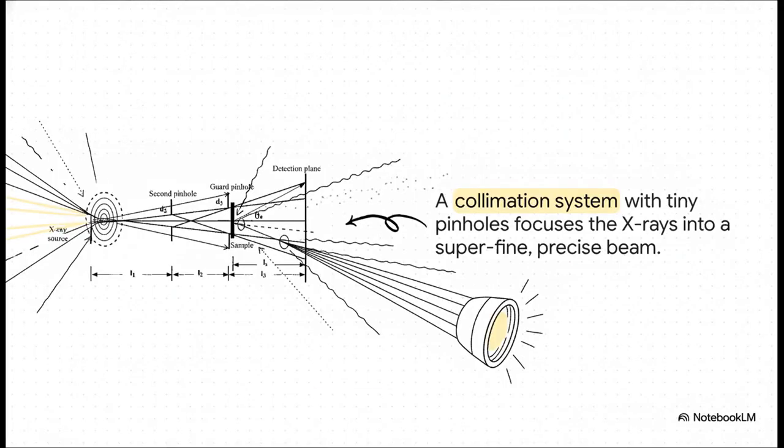Now, after that raw beam is created, it has to be refined. It gets passed through something called a collimation system. You can think of it like the lens on a really good flashlight. It uses these tiny, perfectly lined up pinholes to focus the X-rays into a superfine, razor-sharp beam, getting rid of any stray light that could mess up the measurement.